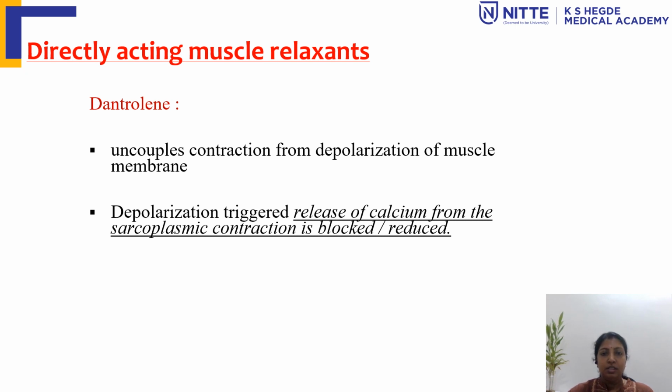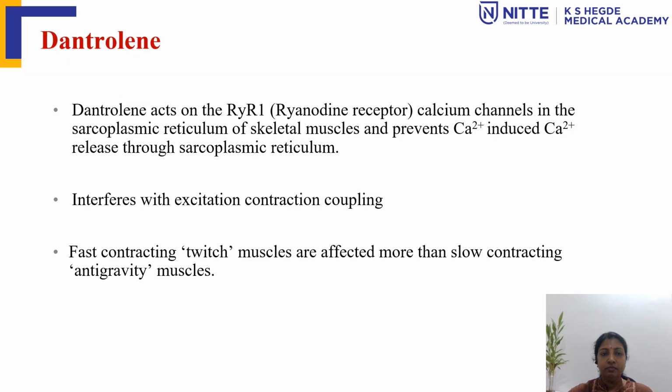Remember, this depolarization triggered release of calcium from the sarcoplasmic reticulum is blocked or reduced with dantrolene. Dantrolene mainly acts on the ryanodine receptors, that is RYR1 receptors, which are embedded in the sarcoplasmic reticulum of the skeletal muscle, and it prevents the calcium release from the sarcoplasmic reticulum. This calcium is required for the excitation contraction coupling, so because dantrolene is inhibiting the ryanodine receptors, it interferes with the excitation contraction coupling.